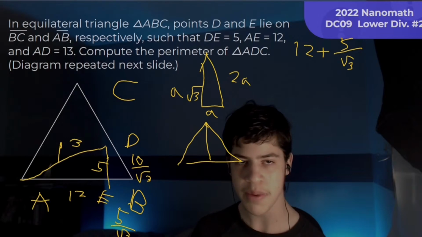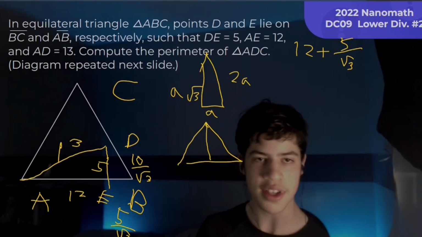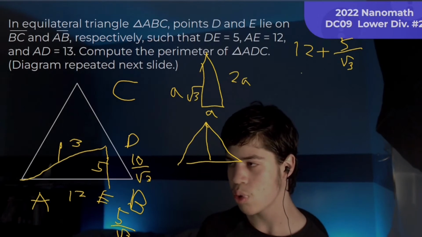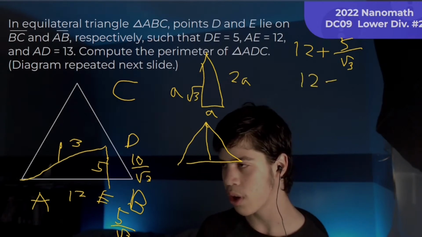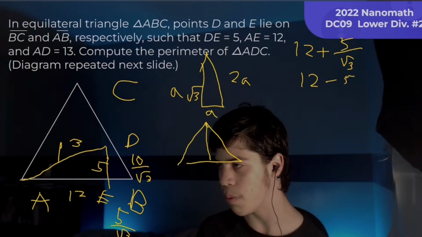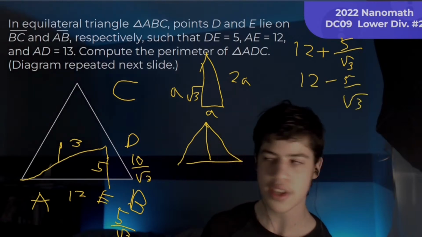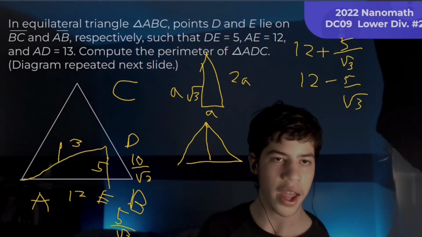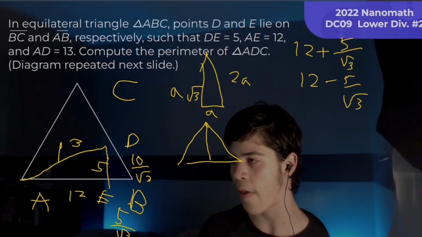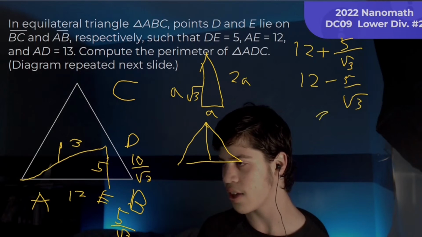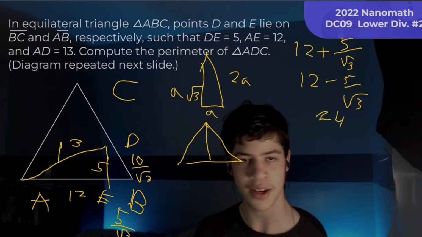And so CB or BC is the side length. So because of that, CD would just be 12 minus 5 root 3, because you're subtracting off BD. So we get that CD is 12 minus 5 root 3, AC is 12 plus 5 root 3. If you add those up, oh wow, that is really nice. That cancels out to 24.